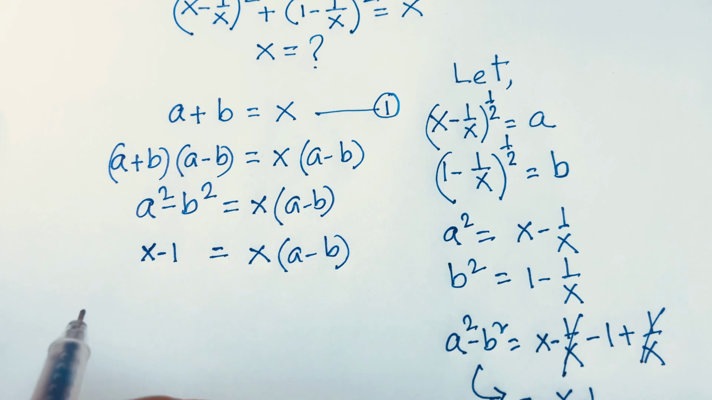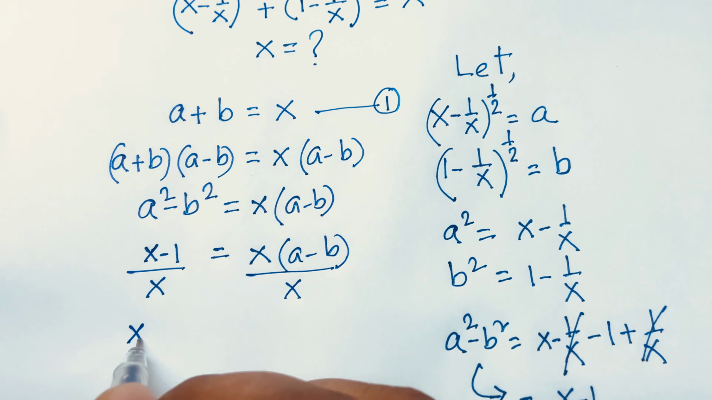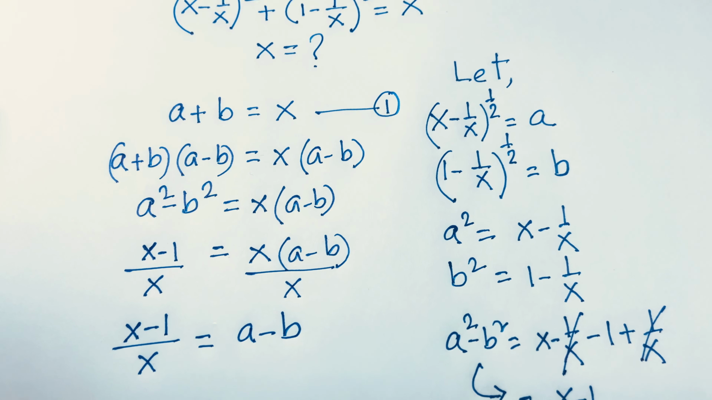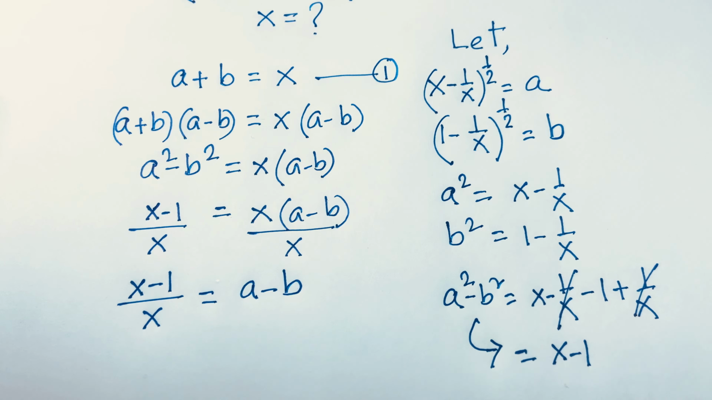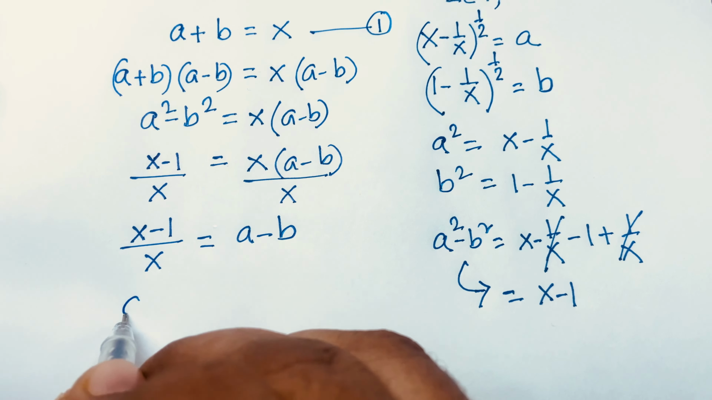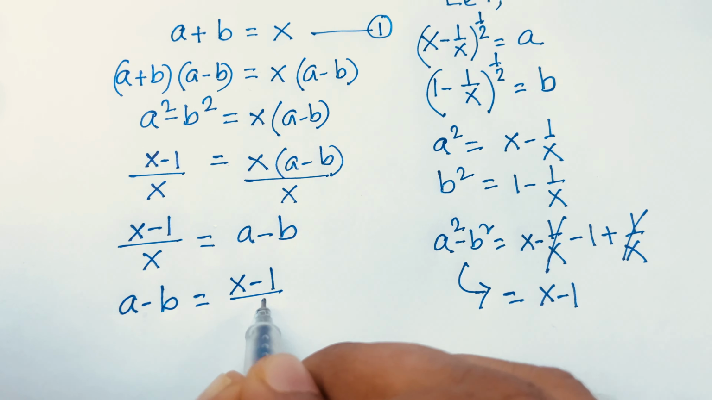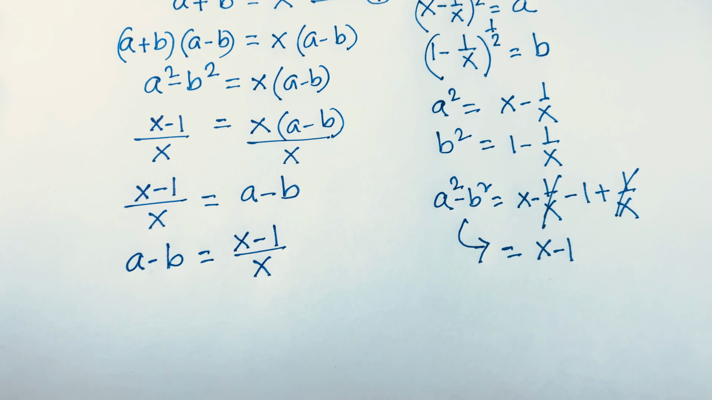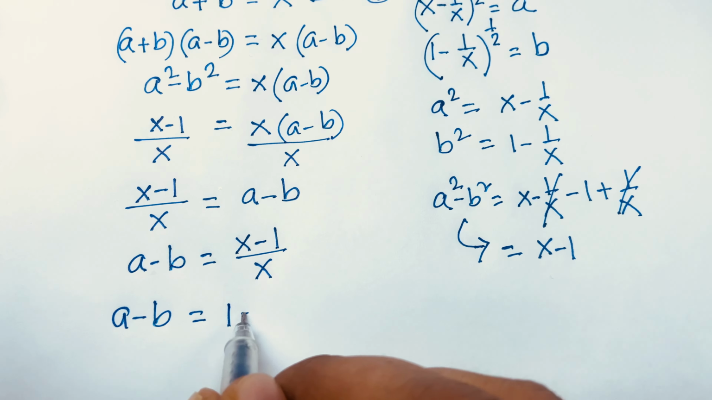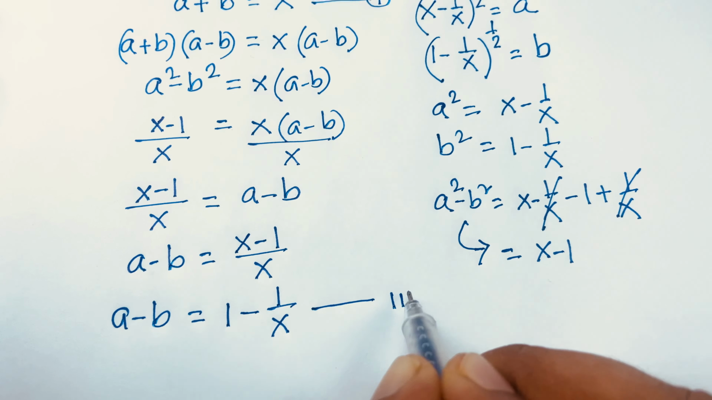Now at this moment if I divide both sides by x, I can see easily it will be (x minus 1) over x is equal to a minus b. x cancels, and we'll find out here is a minus b. Now at this moment I can see easily a minus b is equal to (x minus 1) over x. Then this equation will be a minus b is equal to x divided by x, it will be 1, minus 1 divided by x, it will be 1 over x. This is our second equation.